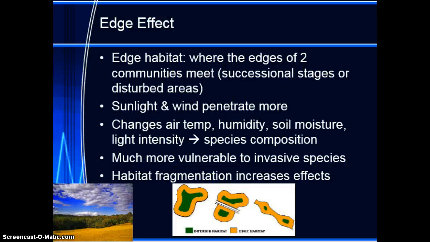Another change in ecosystem that's important to know about is the edge effect. So basically, edge habitat is anywhere where two communities are meeting. So grassland and forest is usually the easiest to think about, but it could be a stream in a forest. It could be a lot of different things.